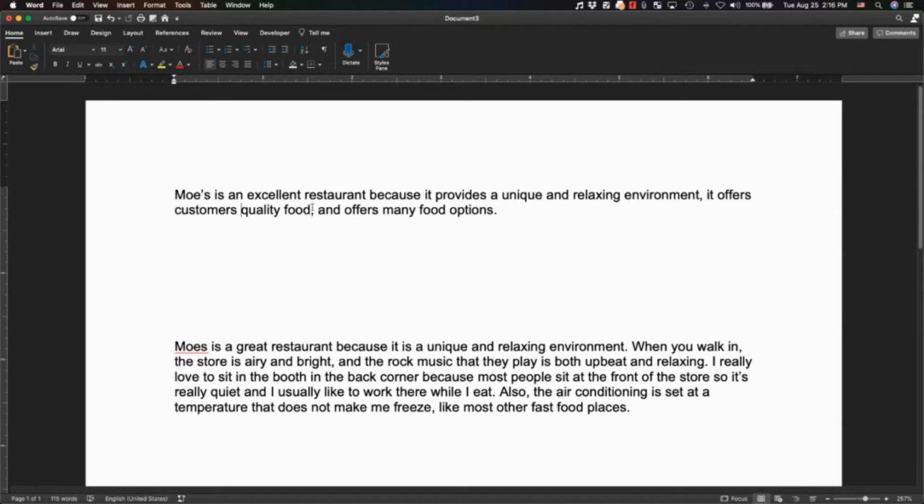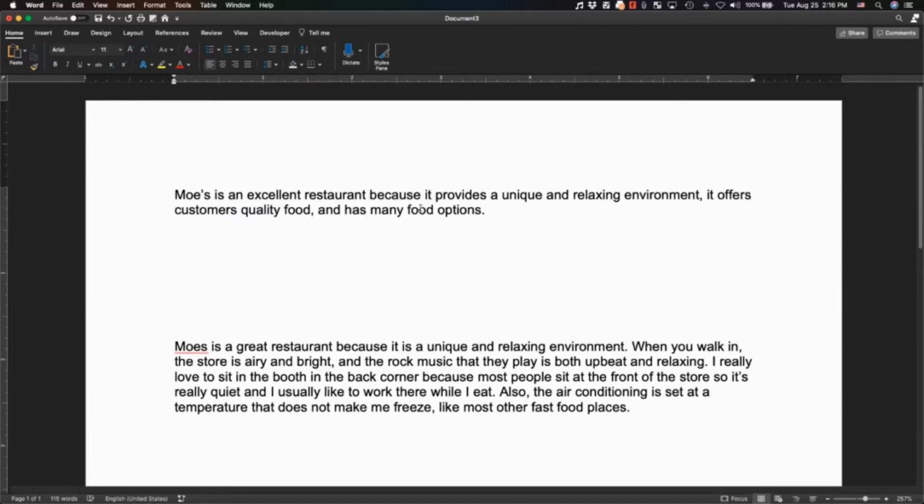And, oh no, we've done it again. We have offers twice in a row. So what do we do there? Let me just get rid of that extra spacing. Well, we tweak that again. So let's see, what's another synonym for offers or provides? We could go with has. That would be nice and simple.